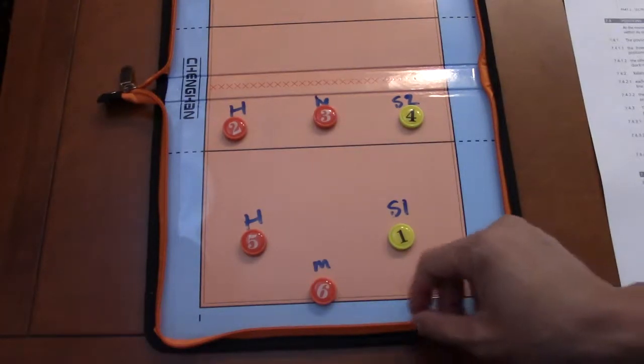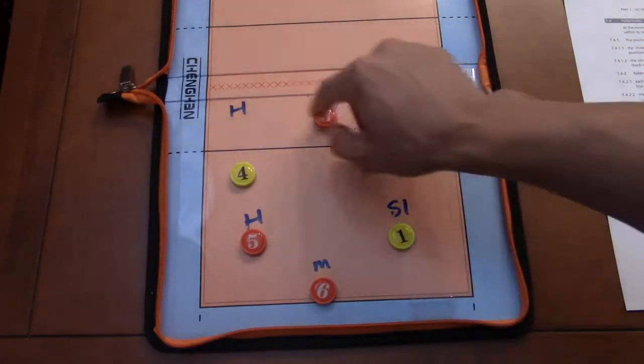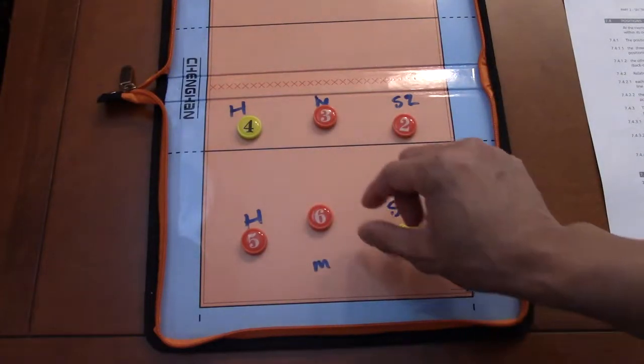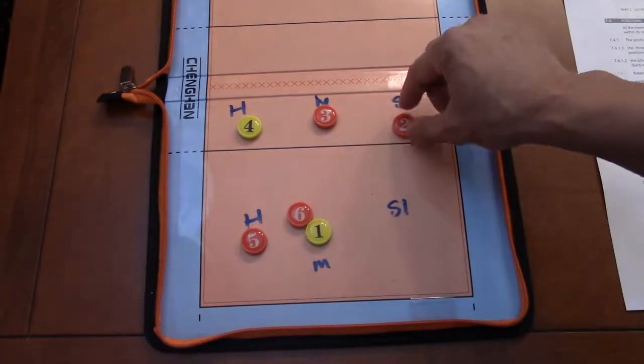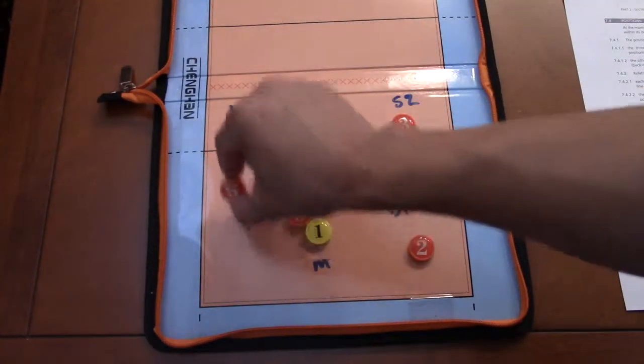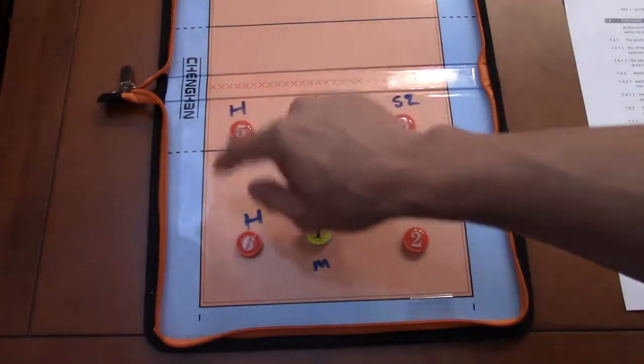So let's go ahead and reset. So we'll put these guys back in order. 1, 2, 3, 4, 5, and 6. And let's rotate so that player 2 is now right back. Player 5 needs to move up. And let's check. 1, 2, 3, 4, 5, 6.